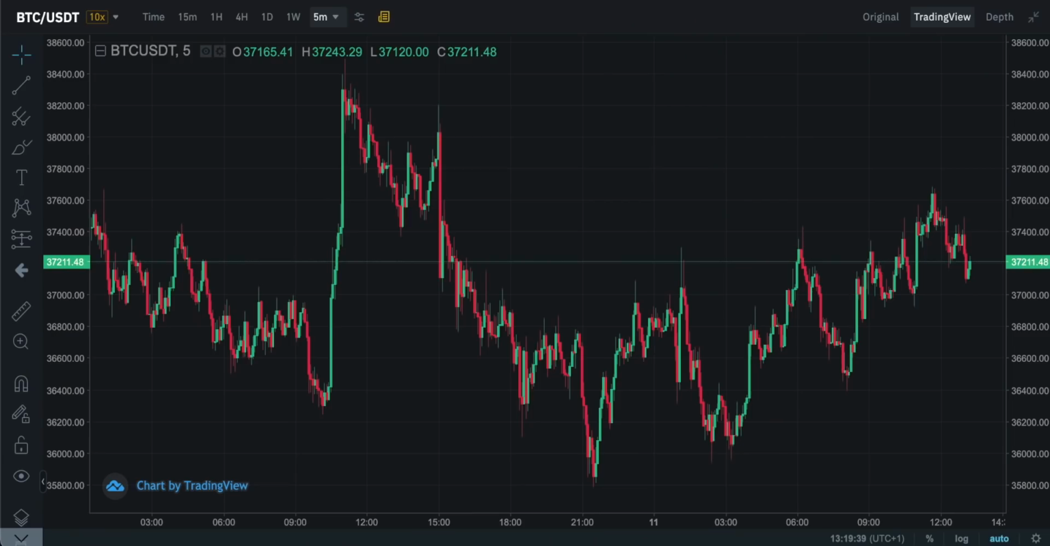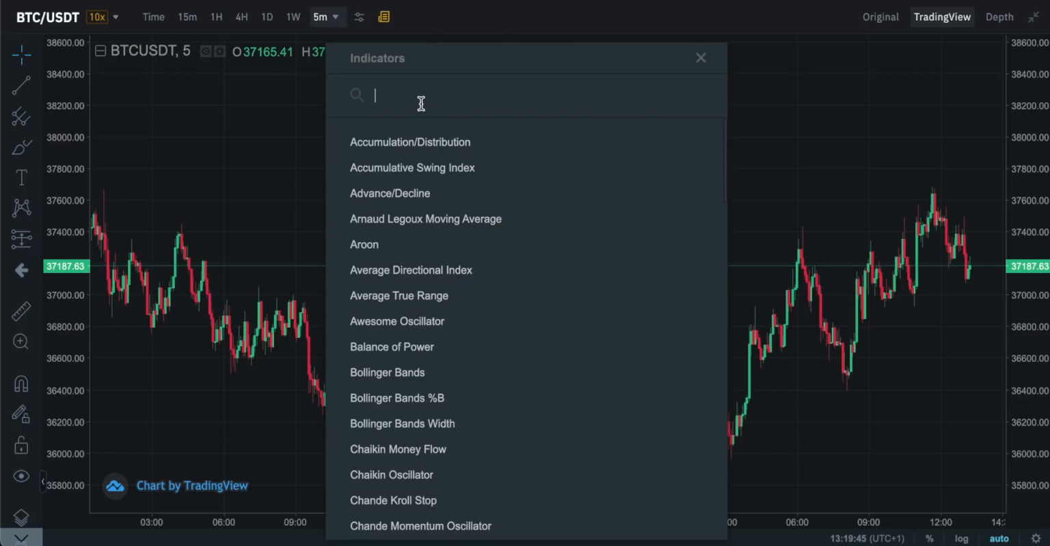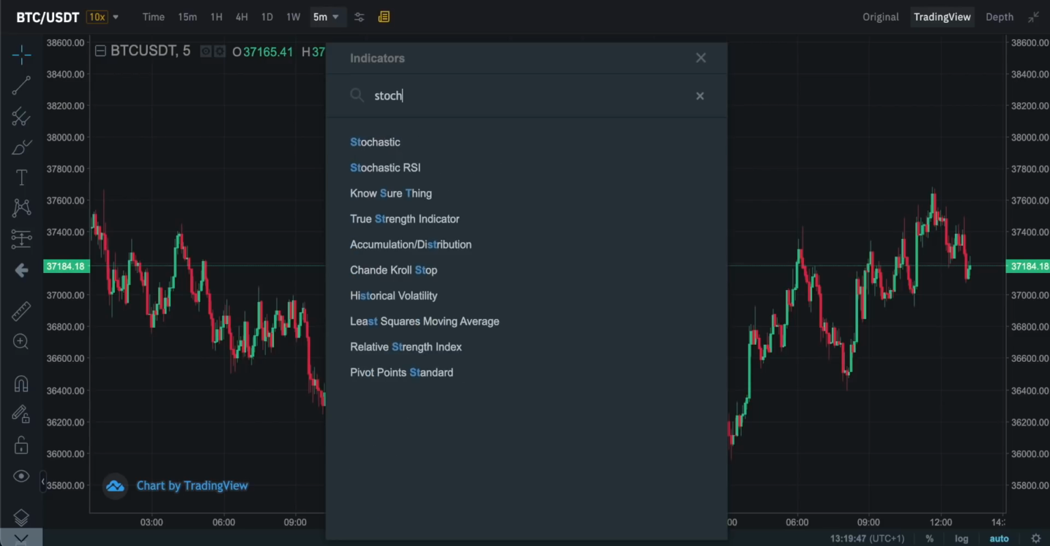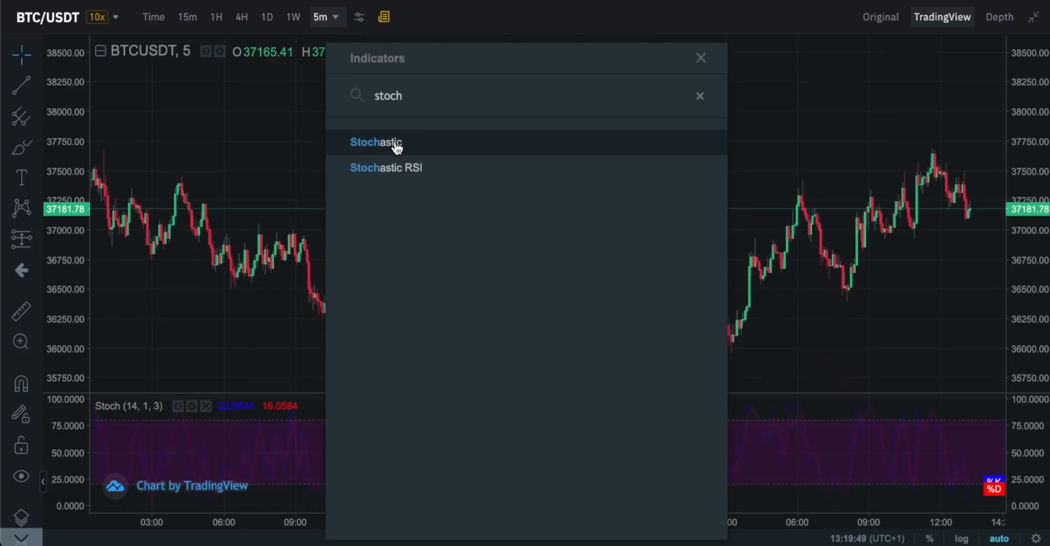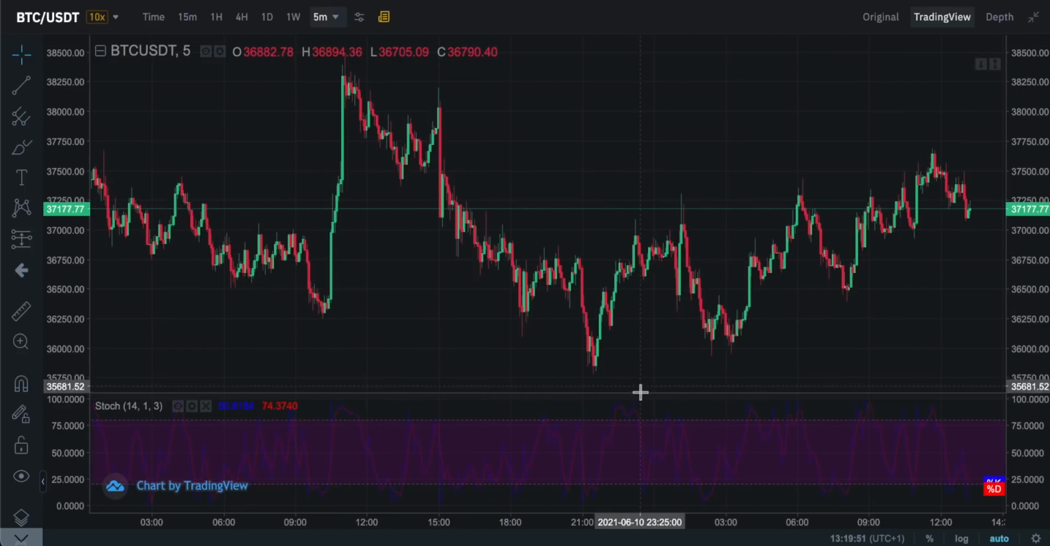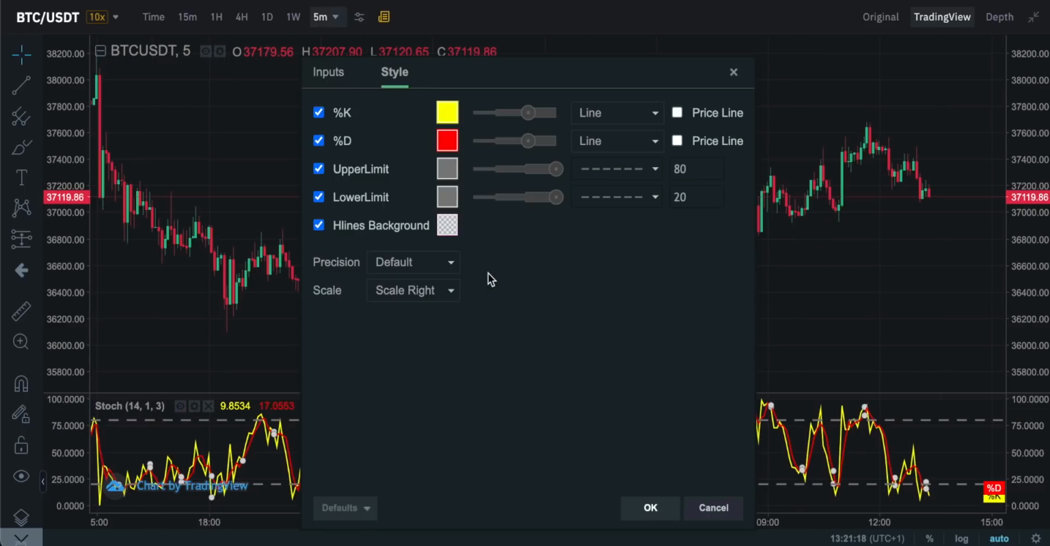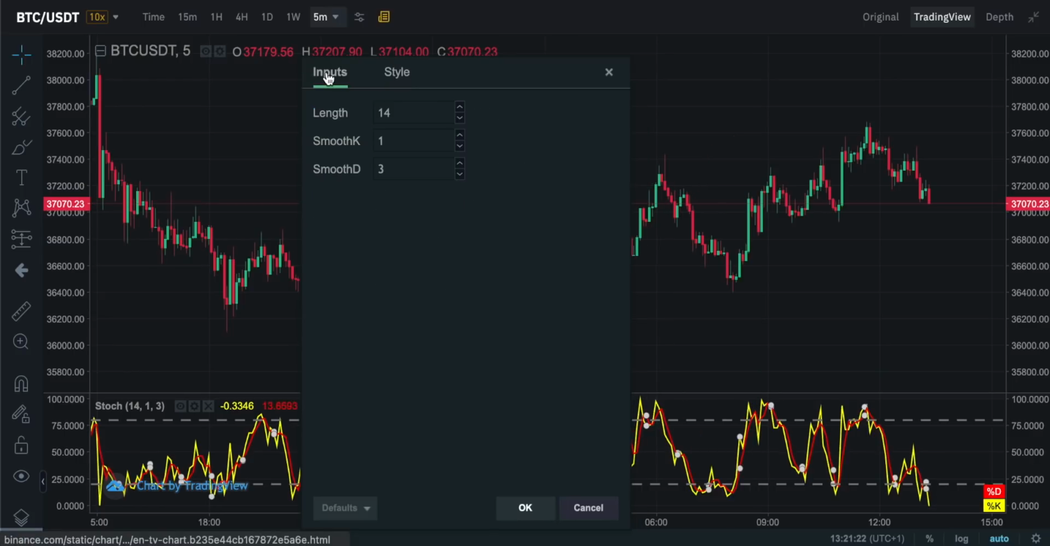So back on the chart, I'm going to use a 5-minute chart once more, and you can see all of the indicators have been removed. Come to your indicators right here and then just type in stochastic, and we're going to choose stochastic right here. You can see it comes up at the bottom of the chart now. I've changed around all the styles to make it easier to see. You can do that to your preference. In terms of inputs though, you can see the length 14, smooth K1 and smooth D3. You can leave these as normal.